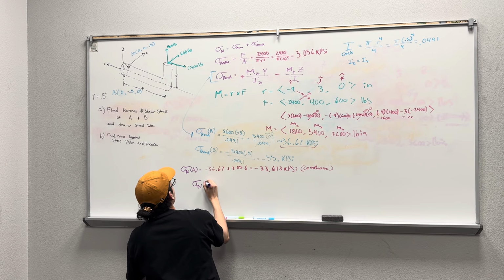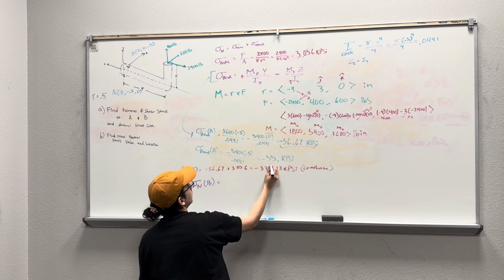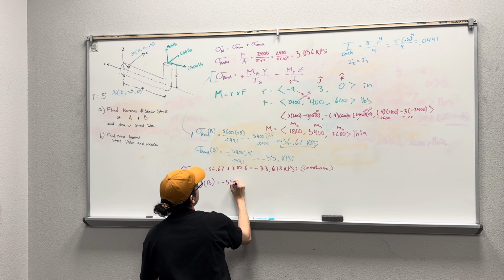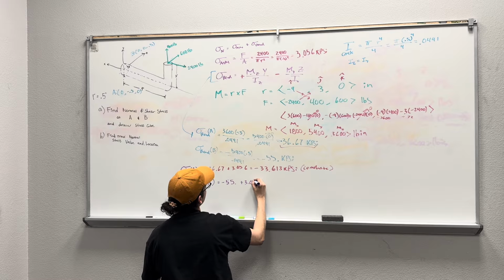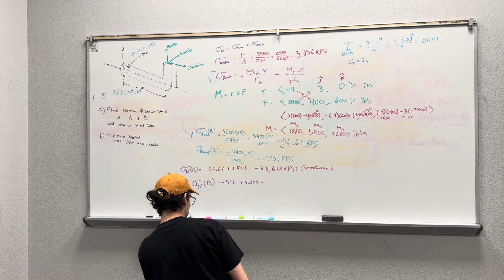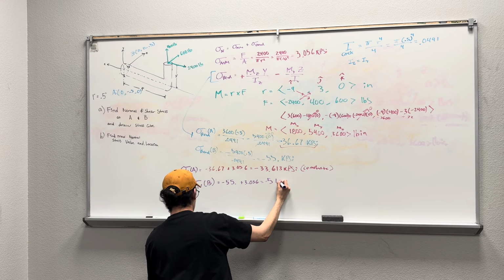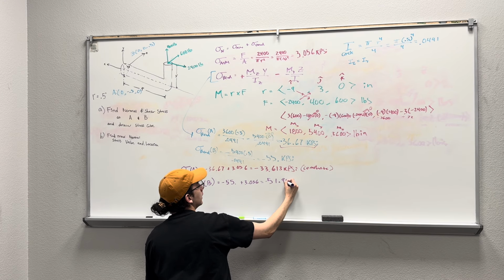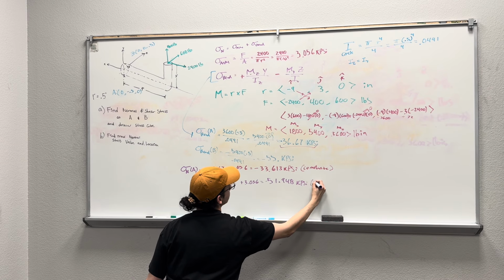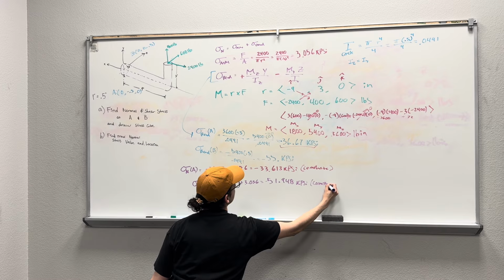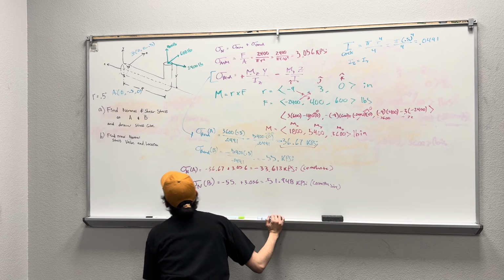Then my normal force at B is going to be that negative 55.0 plus 3.056, and that is going to give me negative 51.948 kpsi, and this one is compressive as well. Cool. So we found the normal stresses.